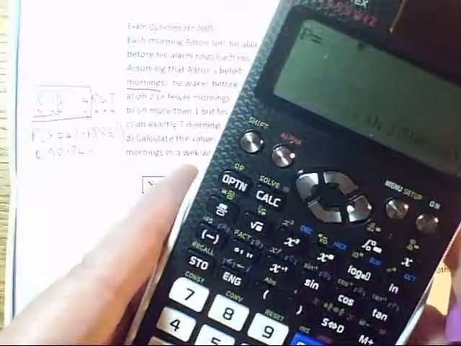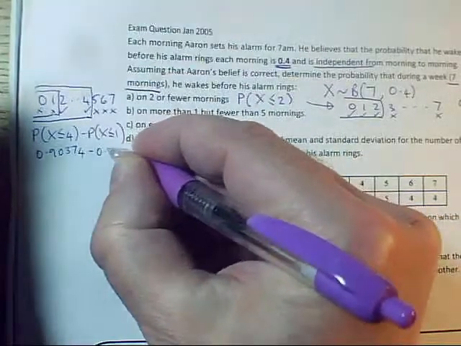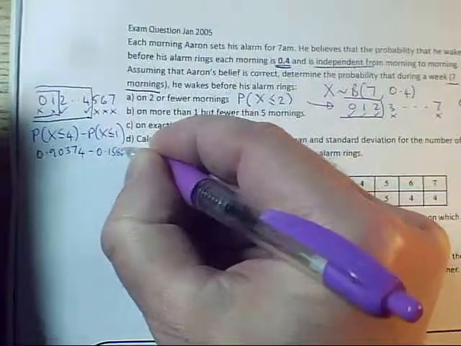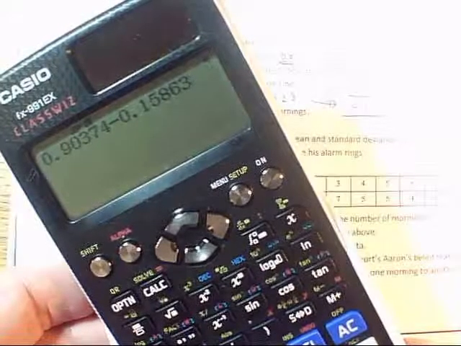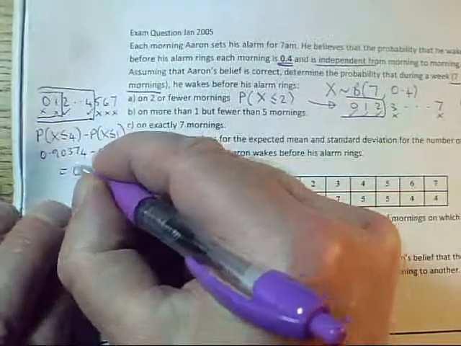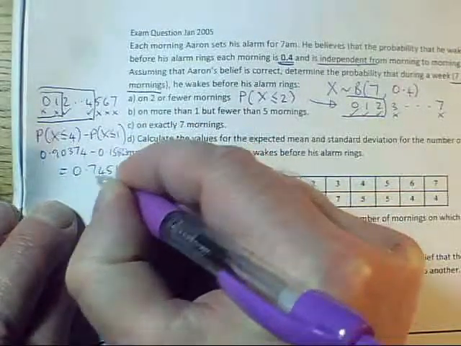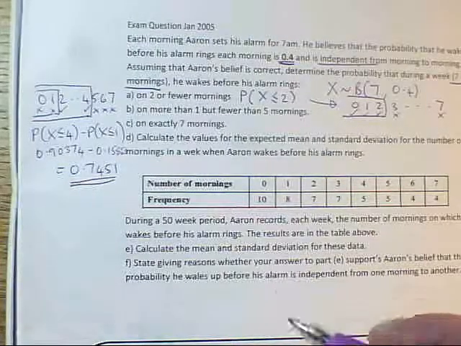and it gives me 0.15863. Take those two probabilities away. Here we go, that's the correct subtraction, and we get 0.7451. 0.7451 to 4 significant figures. That should do me.